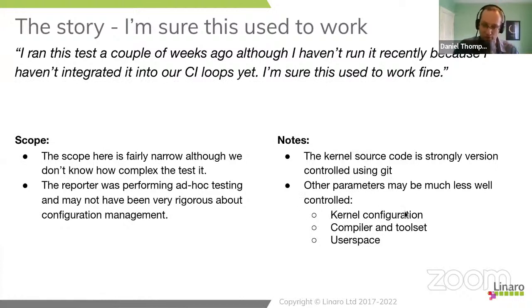Kernel configuration is a really obvious one. Record the broken one, look for the right one. Kernel compiler and toolset, again, you know if you've changed compiler, but you can forget about it easily, and so on.